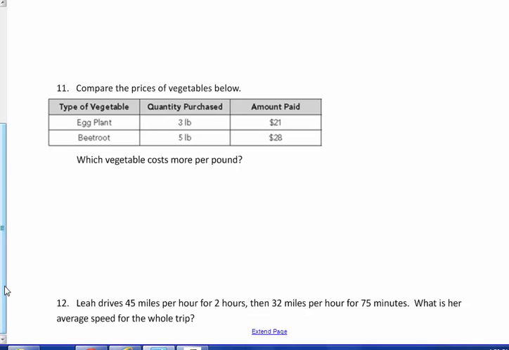Compare the prices of vegetables below. Comparing. Eggplant for 3 pounds costs $21. Beetroot for 5 pounds costs $28. That's how much you paid, amount paid. Which vegetable costs more? So I've got to figure out how much you paid per pound.